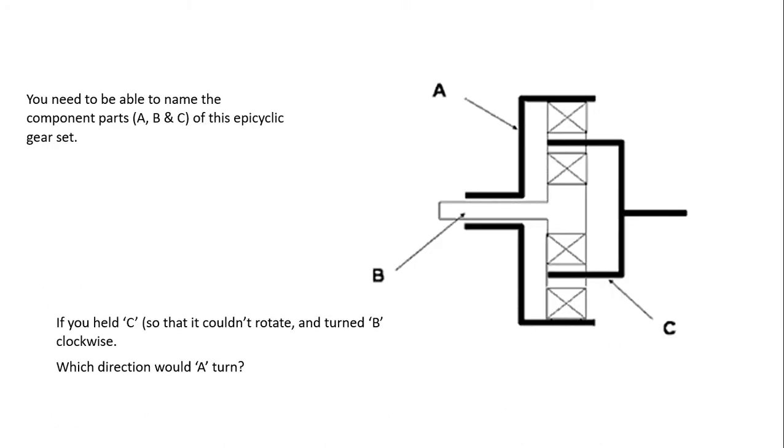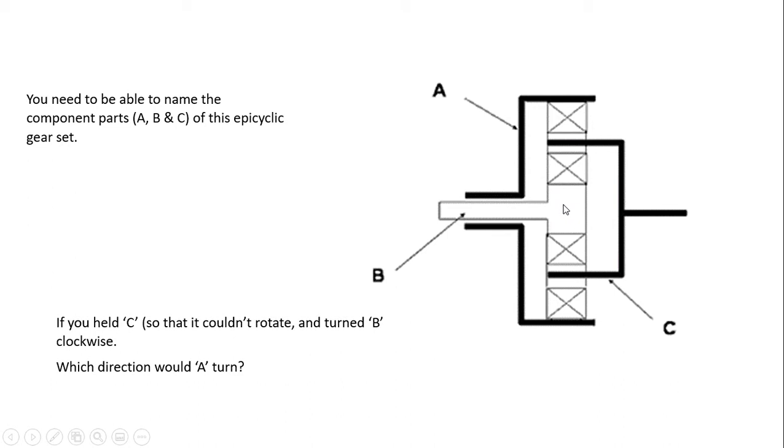Okay, next slide. You need to be able to name the component parts of an epicyclic gear set. Epicyclic gear sets are also known as planetary gears, because you have the sun and planetary gears. So this diagram shows component A, B and C. I'm going to start with B because it's in the middle. If you think about what's in the middle of our planetary system, it's the sun. So this gear here, B, is referred to as a sun gear because it's in the middle.